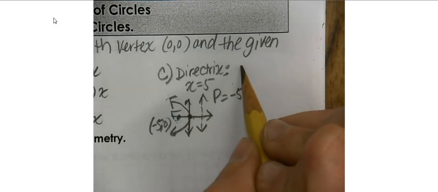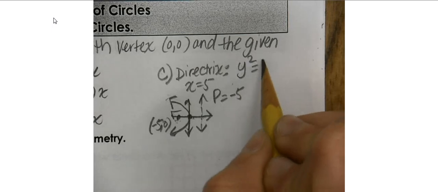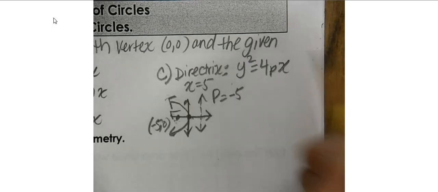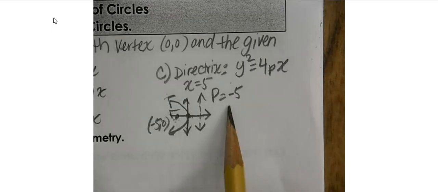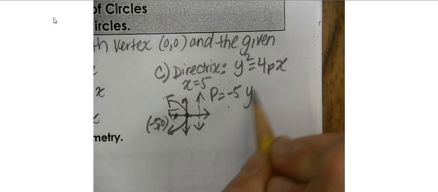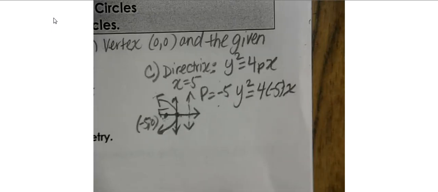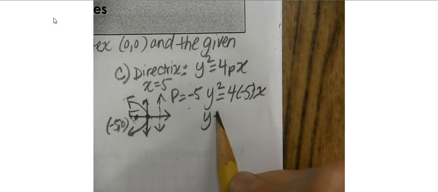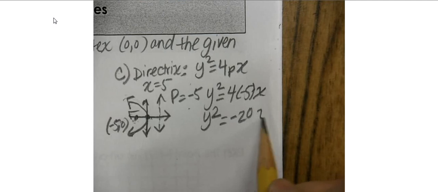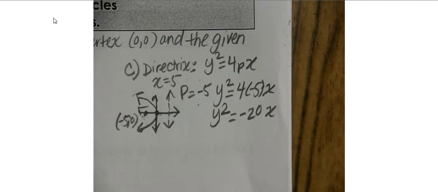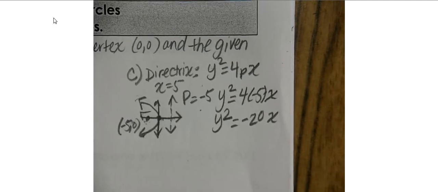And since it's opening up to the left, that means I'm going to be working with the equation y squared equals 4p times x. So now I'm going to let p equal -5, and I have y squared is equal to 4 times -5 times x. So my answer is going to be y squared is equal to -20x. And there's my equation. Hopefully you did very well with those 3 problems, and if you did not, please feel free to email me. We can certainly have a conversation about how to come up with these equations.